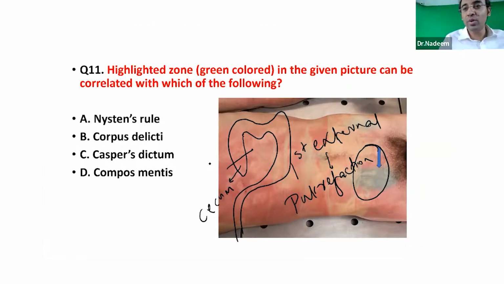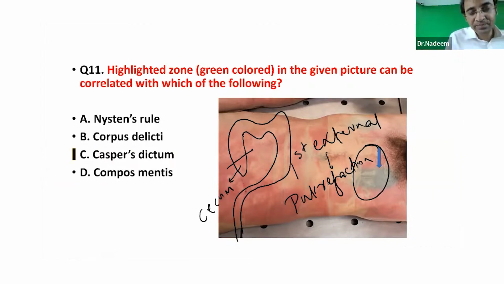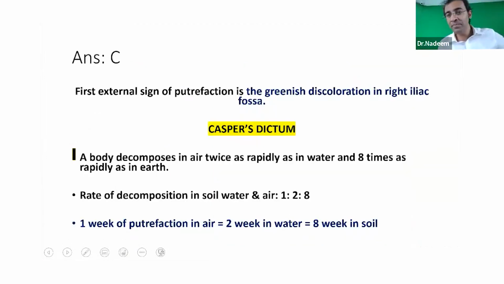Out of these four, which one can you correlate with putrefaction? This is Casper's dictum. What is the meaning of Casper's dictum? Remember here, the rate of decomposition in air, water, and soil. It will take 1 week for decomposition in air, 2 weeks in water, and 8 weeks in soil.